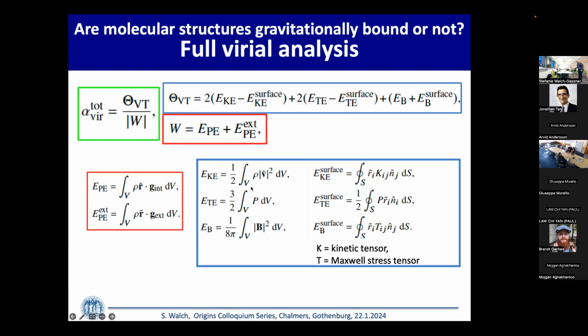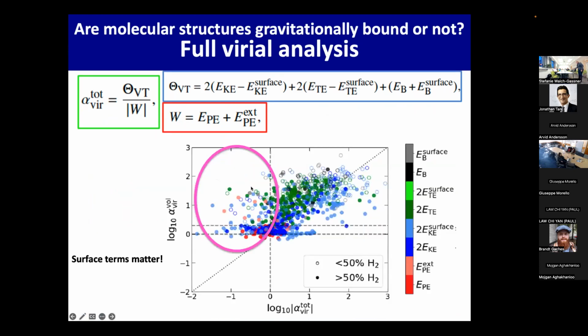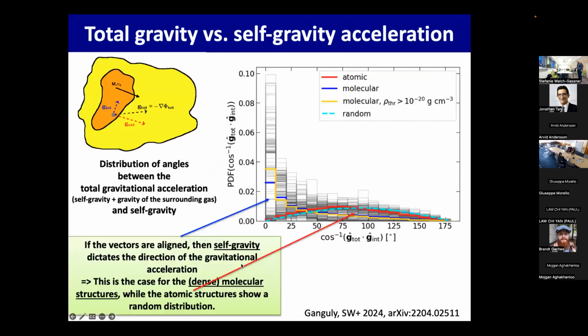Okay, let's not go into detail. There's a relation between the two, which is not necessarily one. You can see there's a scatter here. This is the one we looked at before, the typical volume virial alpha, and this is the total one. In particular, there are some with low total virial alpha, which are not existent. I mean, there's basically nothing here. So it means that surface terms matter.